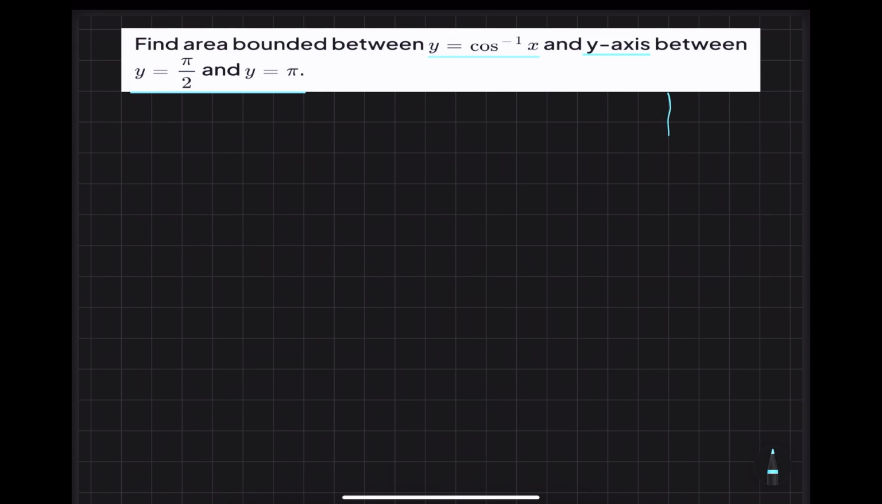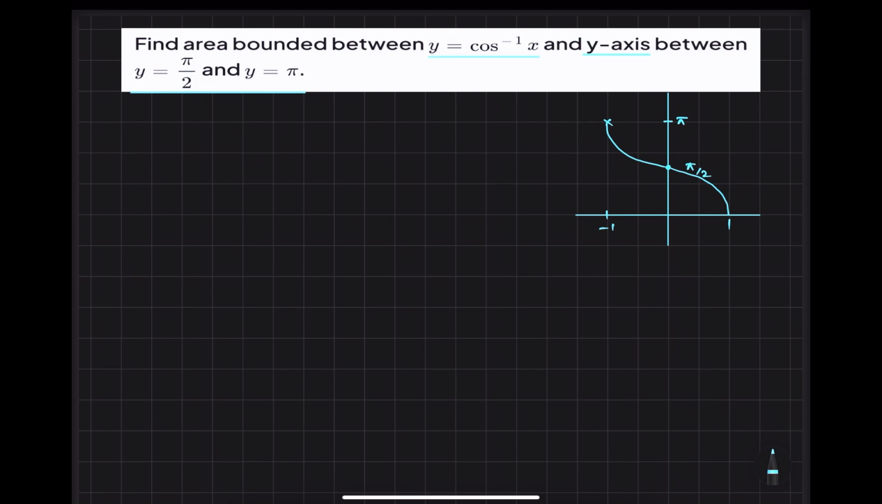Okay, so first try to draw the graph of the cos inverse function. Look at this, how it will go. You know that the graph of cos inverse x is above the x-axis only and it goes this way. This is 1, this is -1, this is pi by 2 and this is pi. Okay, so this is the graph of cos inverse x.